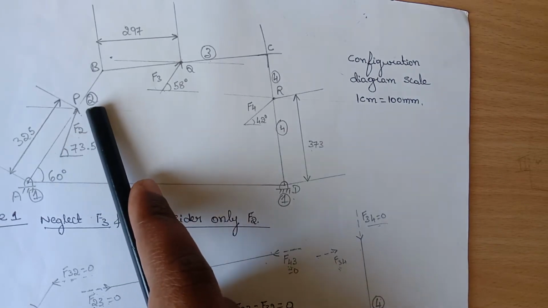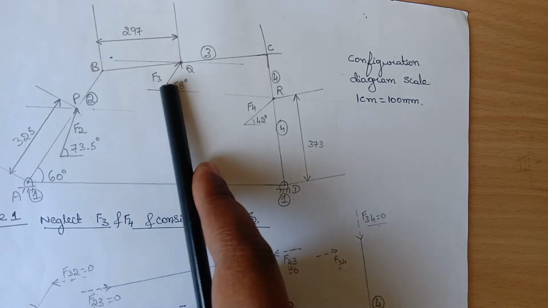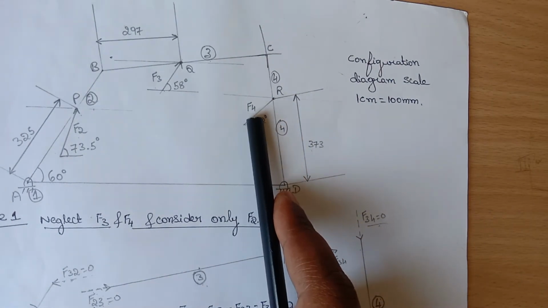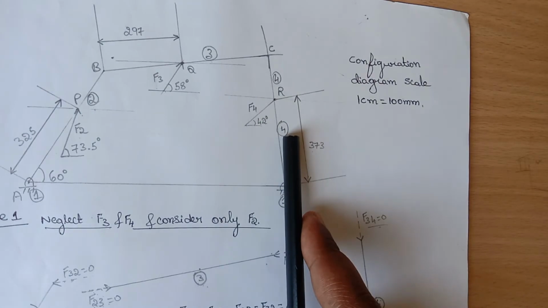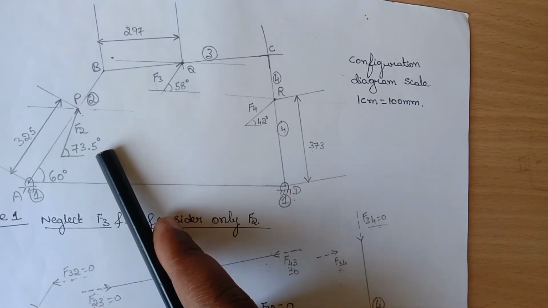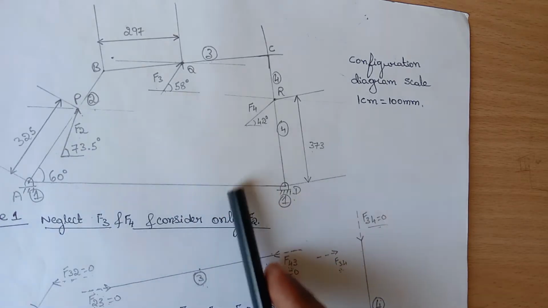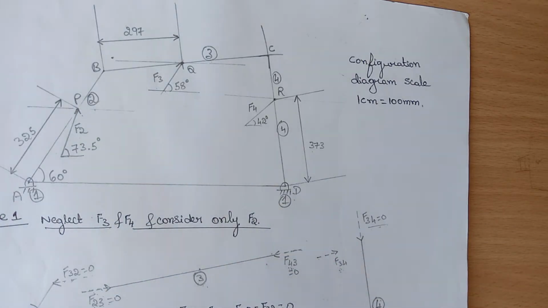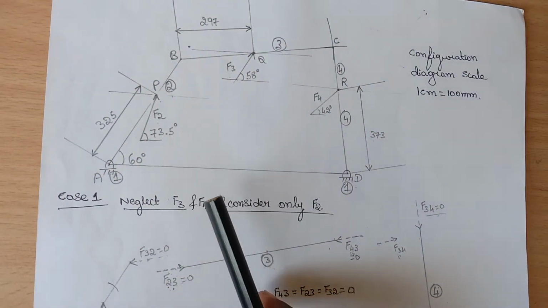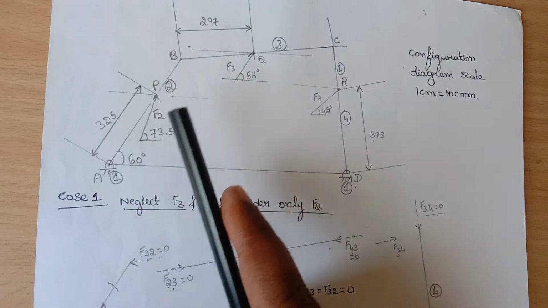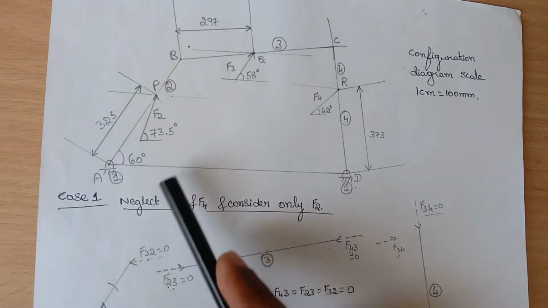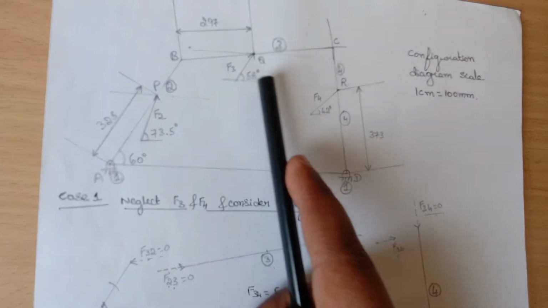F2 is acting on link 2, F3 is acting on link 3 and F4 is acting on link 4. These are the applied forces which are acting on these 3 different links. First we have to consider any one of the forces and neglect the other 2 forces. In case 1, I am considering only F2 and I am neglecting these 2 forces.